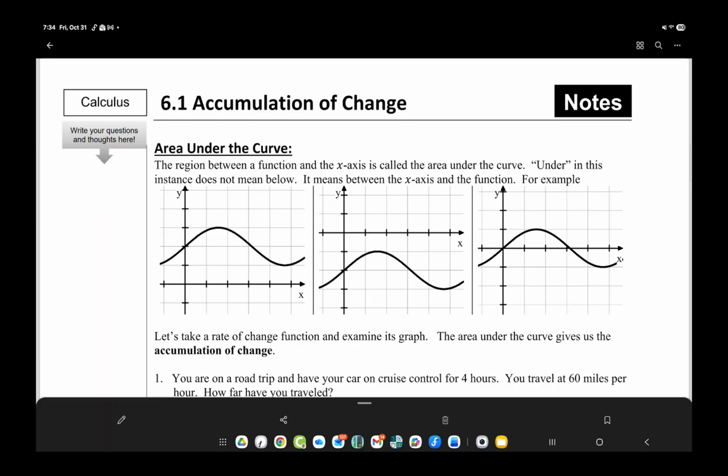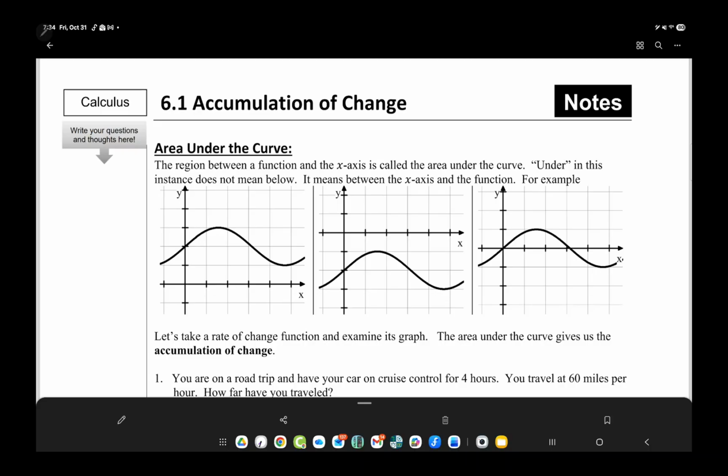So this first lesson should be pretty quick, pretty short. It's fairly simple. It gives you the general idea of what we're going to do. We are going to move away from derivatives. We are going to start integration with this chapter.